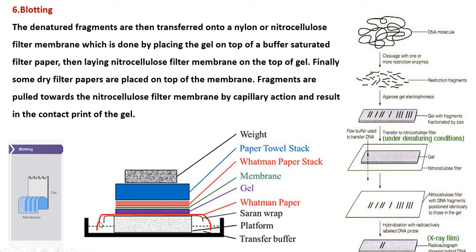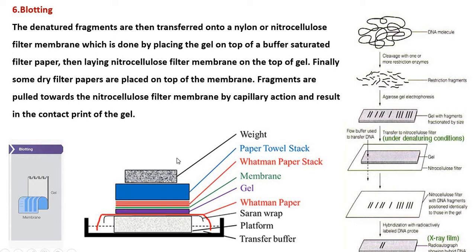This is the Southern blotting apparatus, which is made up of some buffer, then some filter papers. After that, you keep the gel above the filter paper. Above that gel, you have a membrane, a nitrocellulose filter paper membrane. Again, you put some Whatman number 1 filter paper and ordinary filter paper. Some weight is put on top.